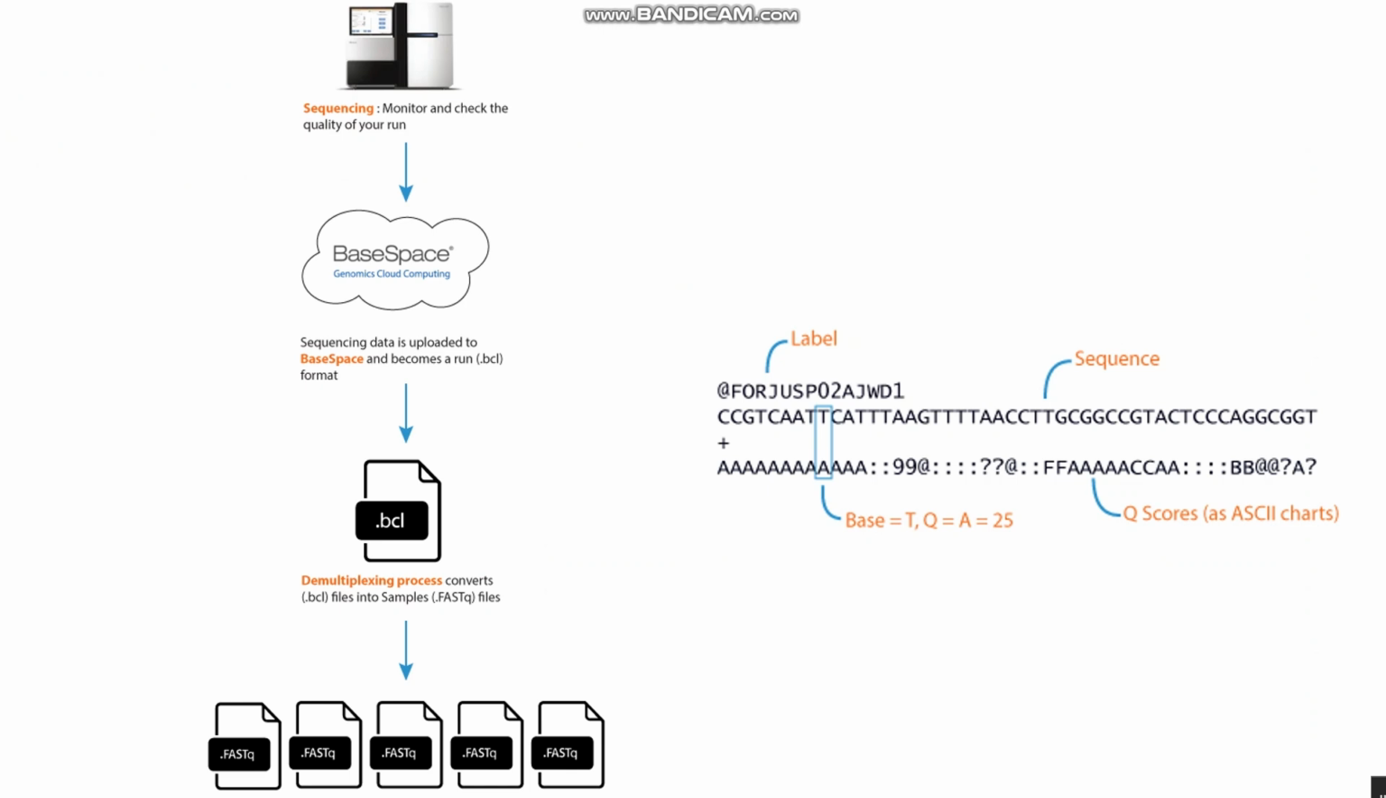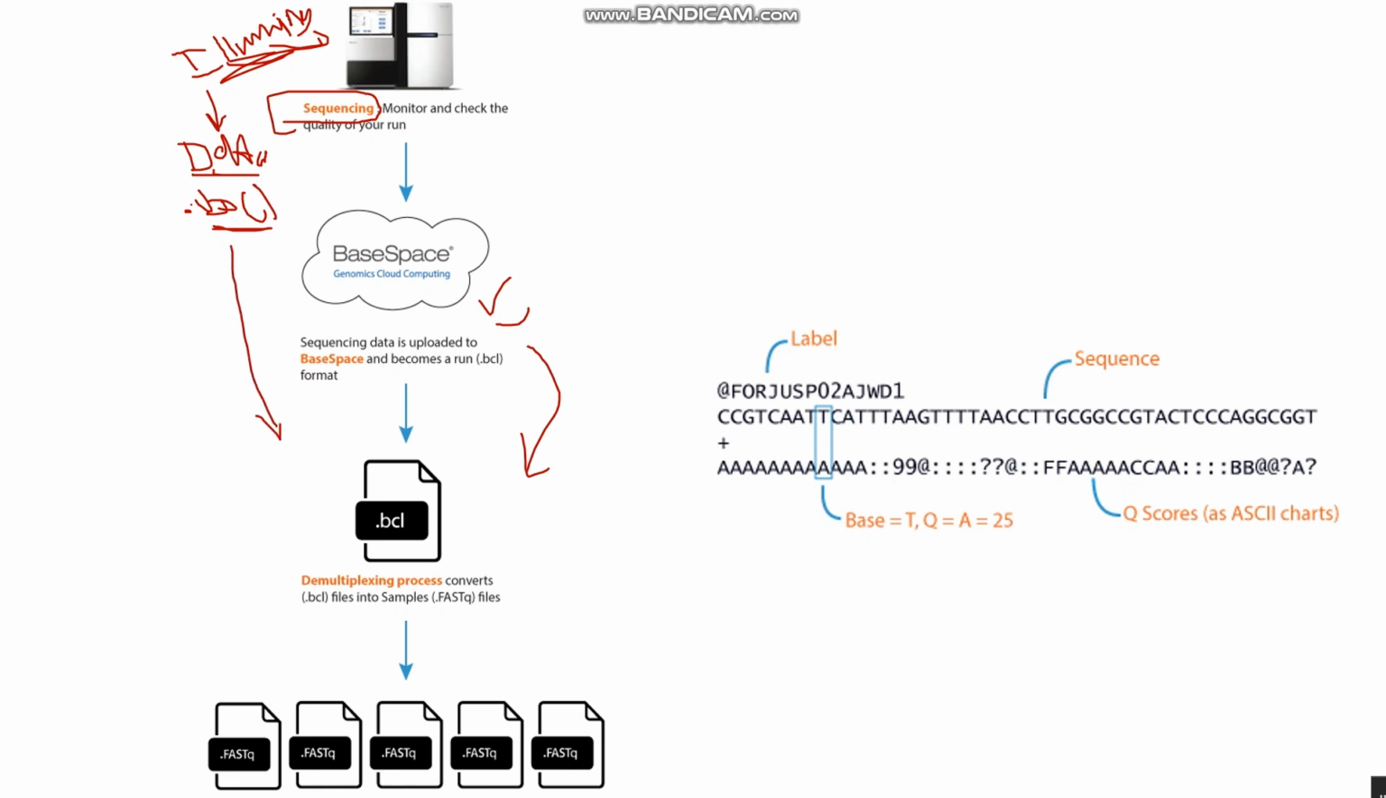First of all, when we take the sequence, for example from Illumina, the sequence or the data in the sequencer is available in .bcl format. We have to convert it into a FASTQ sequence, into a FASTQ file.